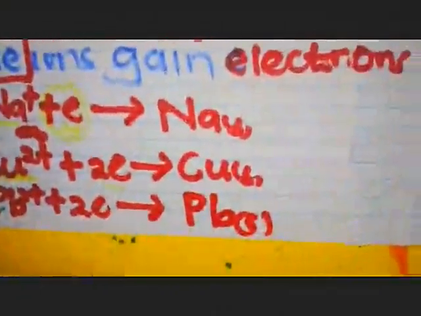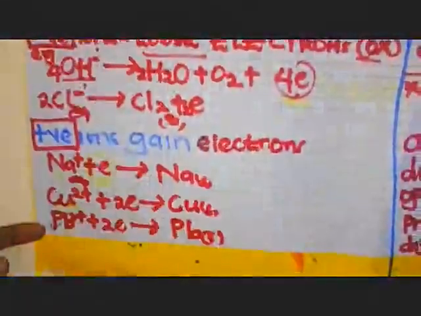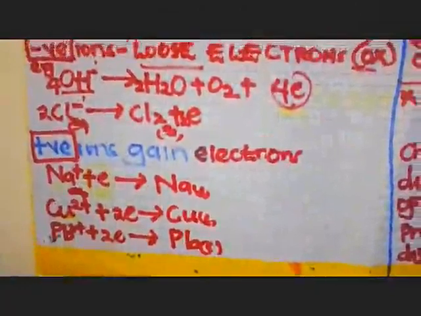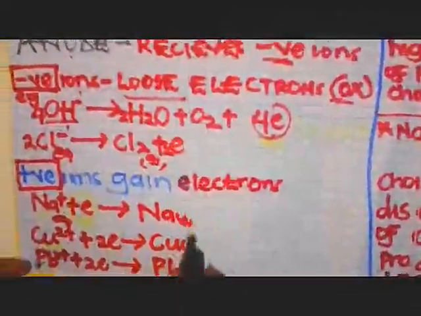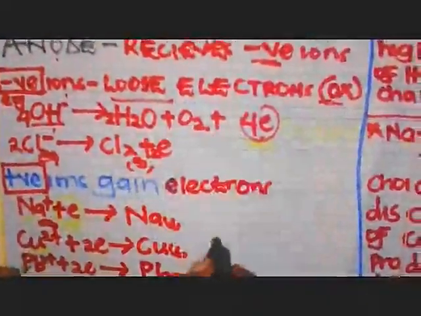Now, you can look at our copper is also gaining 2 electrons to form solid copper, and our lead ion is gaining 2 electrons. But all of these are taking place where? They are taking place at the cathode, which we are saying is a negative terminal. So from that point of view, the cathode has the cations, and we have reduction there.